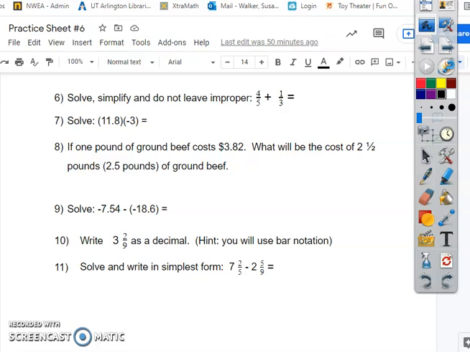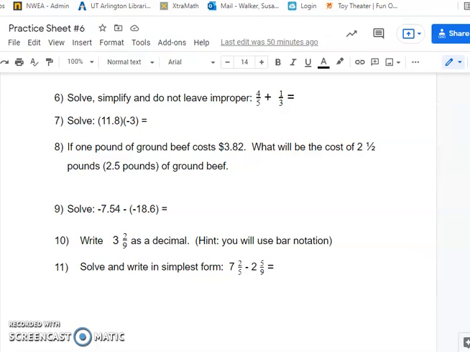So number 7, hopefully you can tell that's a triangle problem. I'm not going to do that with you, but it is triangle. Don't forget that. And number 8 says, if 1 pound of ground beef costs $3.82, what will be the cost of 2 pounds? I'm sorry, it says 2.5 pounds. So you can solve this a couple ways. It gives it in 2.5.